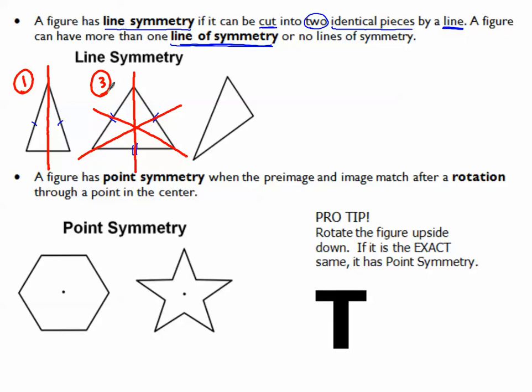How about a scalene triangle like this one? There's no way I can cut this in half. If I try to cut it like this, that doesn't look the same on both sides, so this one has none. What about point symmetry?